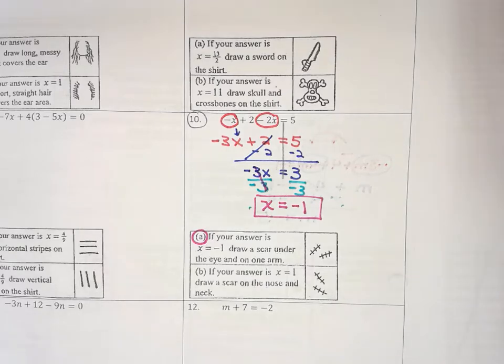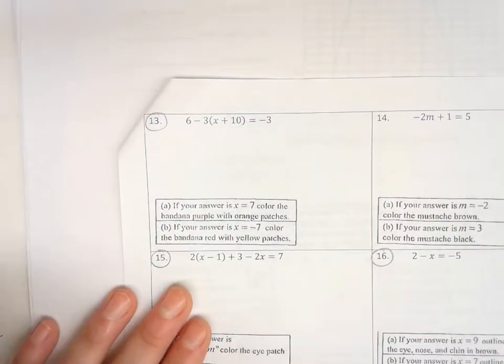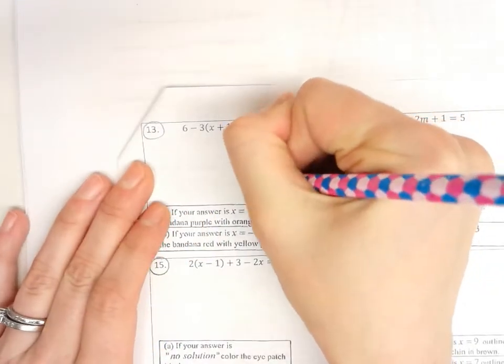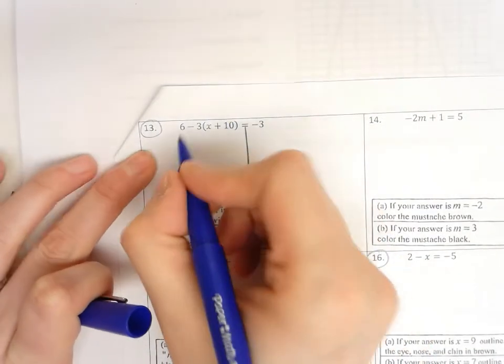Flip it over, let's look at the next page. Look at problem number 13. So this one does have a set of parentheses, so the very first thing that we are going to need to do is to distribute. Now the 6 is not touching the parentheses, so it needs to move down.